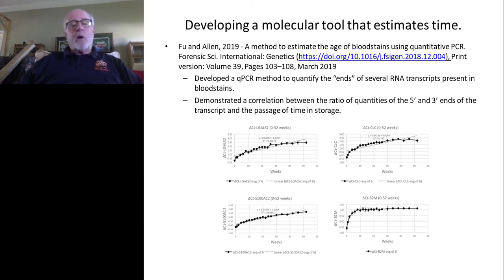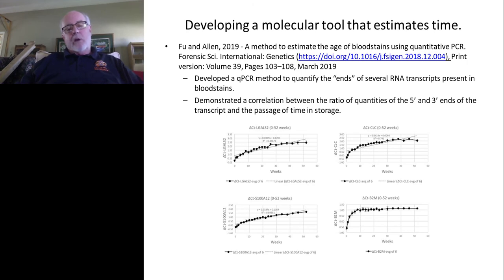So this work was published by Dr. Jun Fu and myself in 2019, and it allowed us a very sensitive and reliable, we felt, approach to quantifying the abundance of RNAs in dried evidentiary type samples and blood stains, certainly in this case. And so to test this hypothesis, we created some stains. So we knew what their age was.